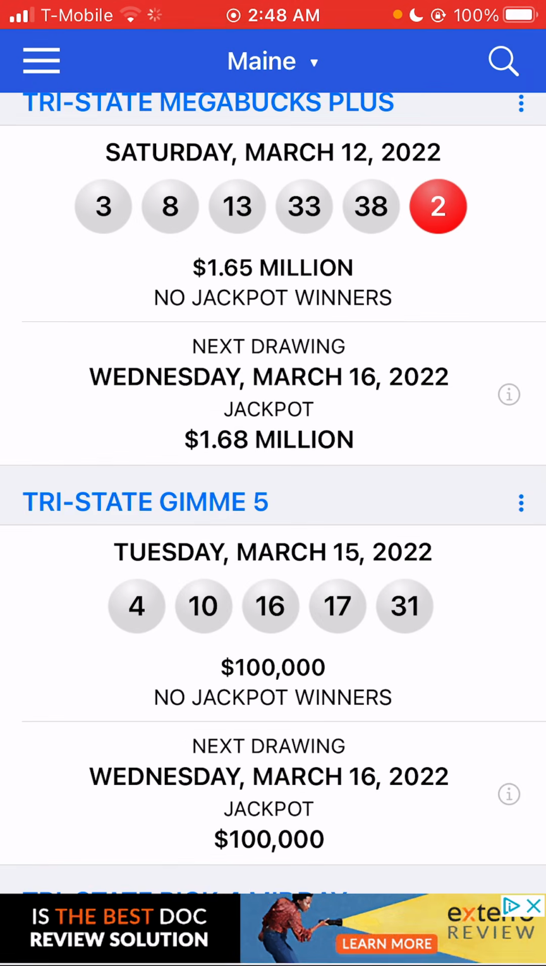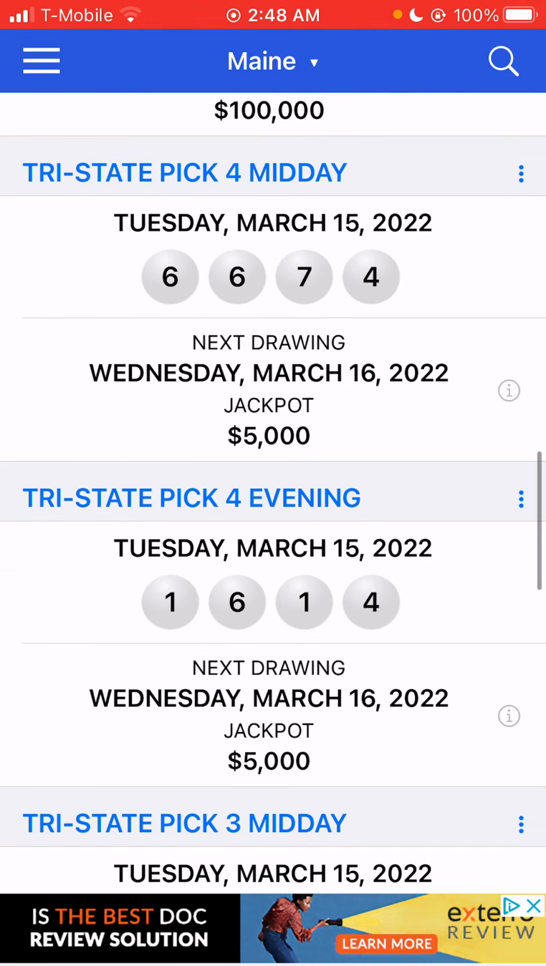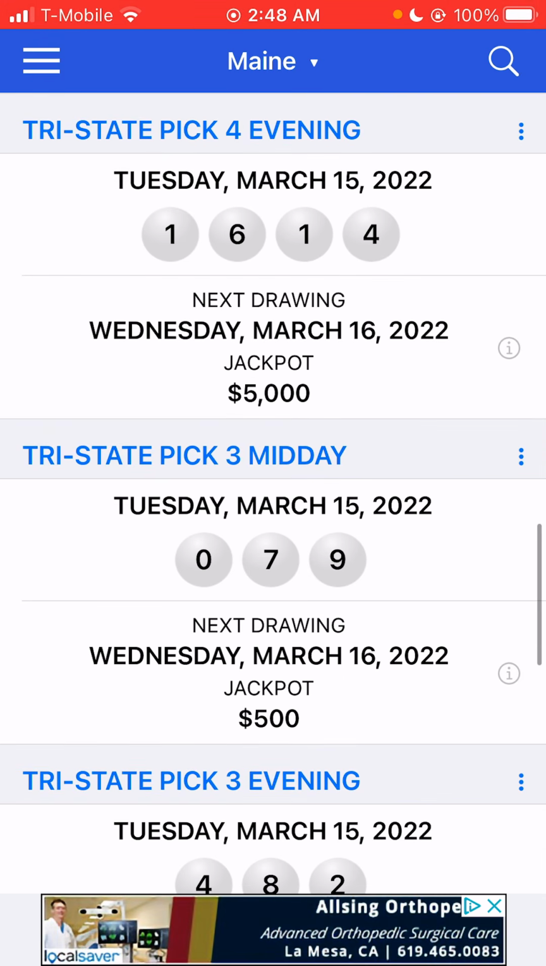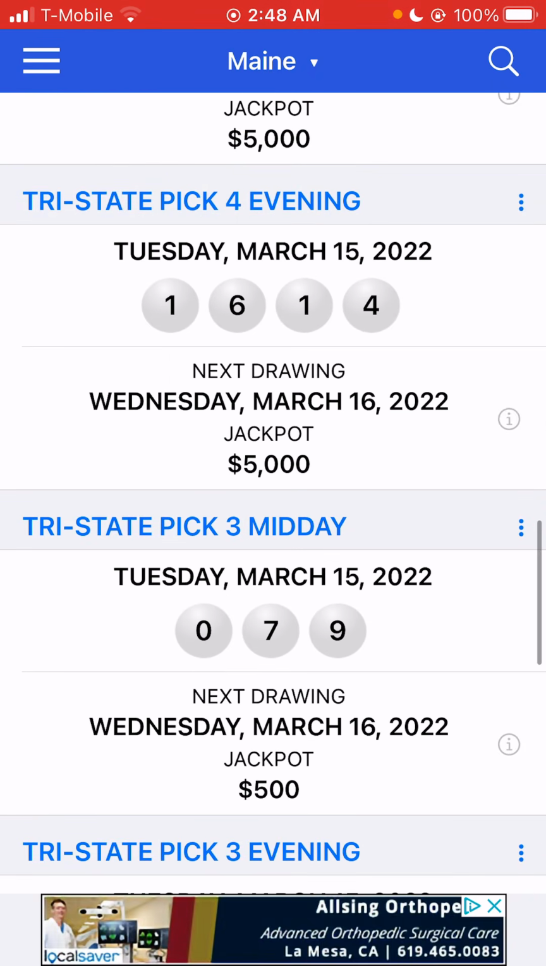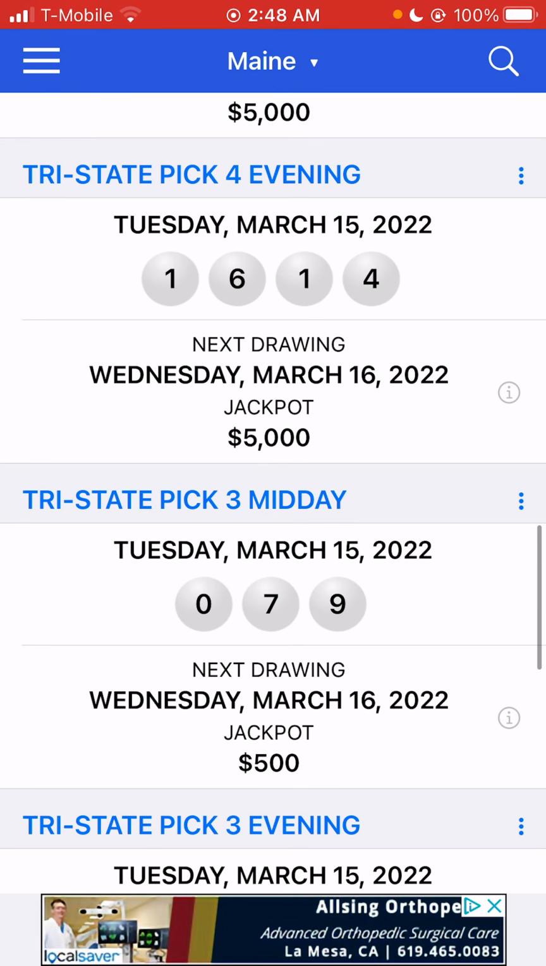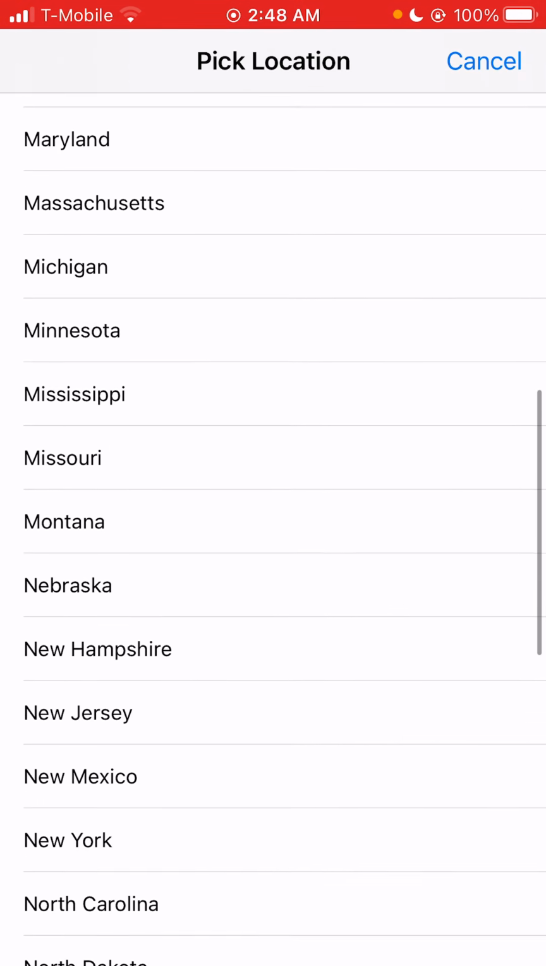Maine. Okay, so for Maine, for midday, I would do the 6, the 7, and the 4 in the grid. And for the evening, I would do the 1, the 6, and the 4 in the grid. Now, I think I made a video about this, so just go back a couple videos and I do kind of explain this. It'll clear some things up. Just kind of skim through some of these.